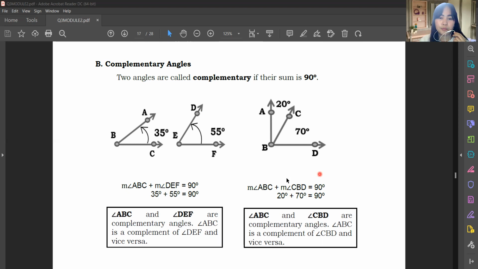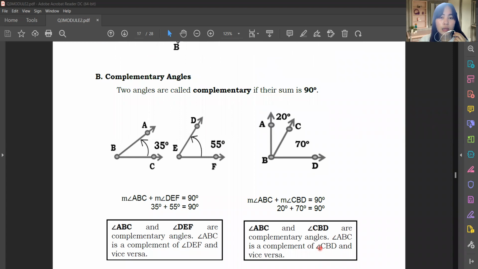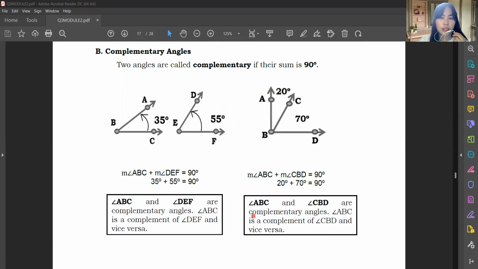How about this one? Measure of angle ABC plus measure of angle CBD. If our measurement of angle ABC is 20 degrees, while the other one is 70 degrees, if we add these two angles, 20 plus 70 is equal to 90 degrees. Therefore, angle ABC and angle CBD are complementary angles. Angle ABC is a complement of angle CBD and vice versa. Again, two angles are complementary if their sum is 90 degrees.